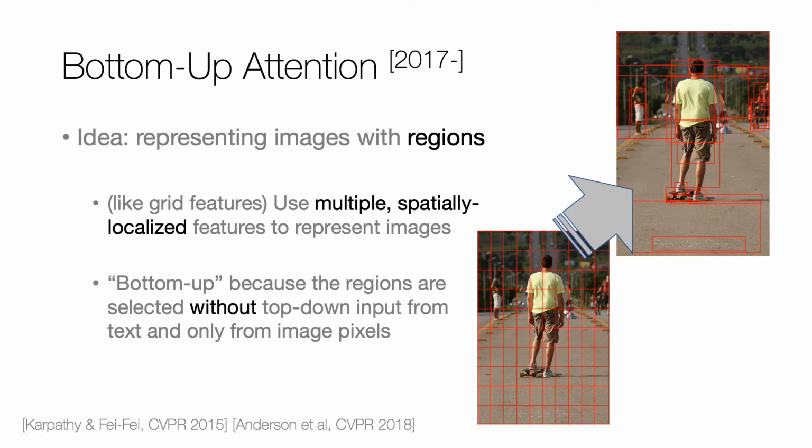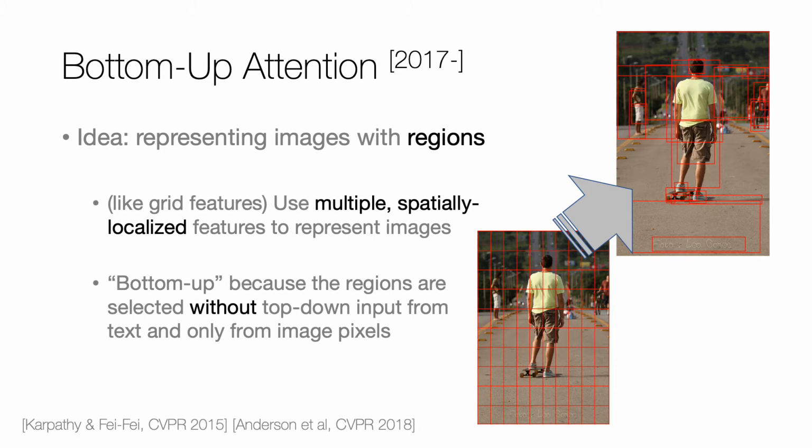Then we fast forward to the year 2017 when bottom-up attention was proposed. The central idea of bottom-up attention is to use bounding box or region-based features for visual representations. Just like grid features, it uses multiple spatially localized features to jointly represent an image and overcomes the drawback of single vectors. It is named bottom-up because the regions are selected without top-down input from the text side and are only based on image pixels from the bottom up.